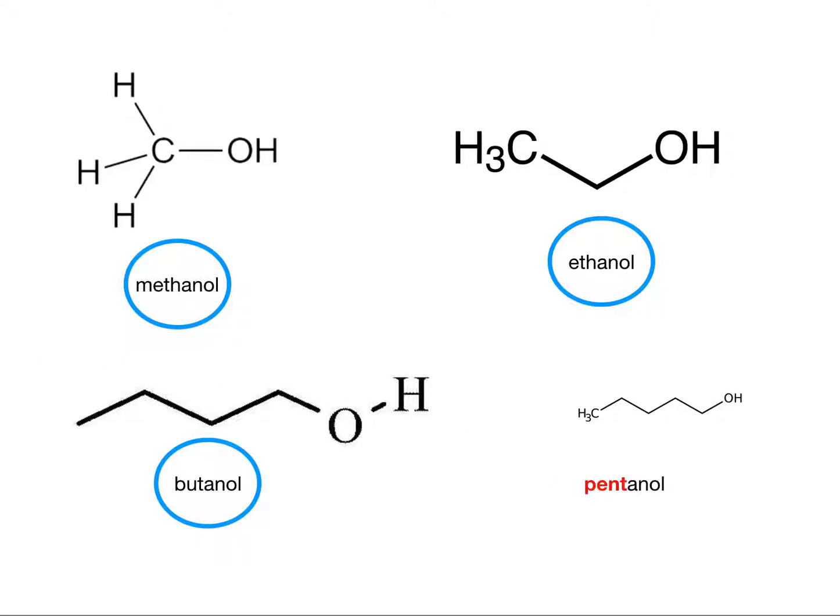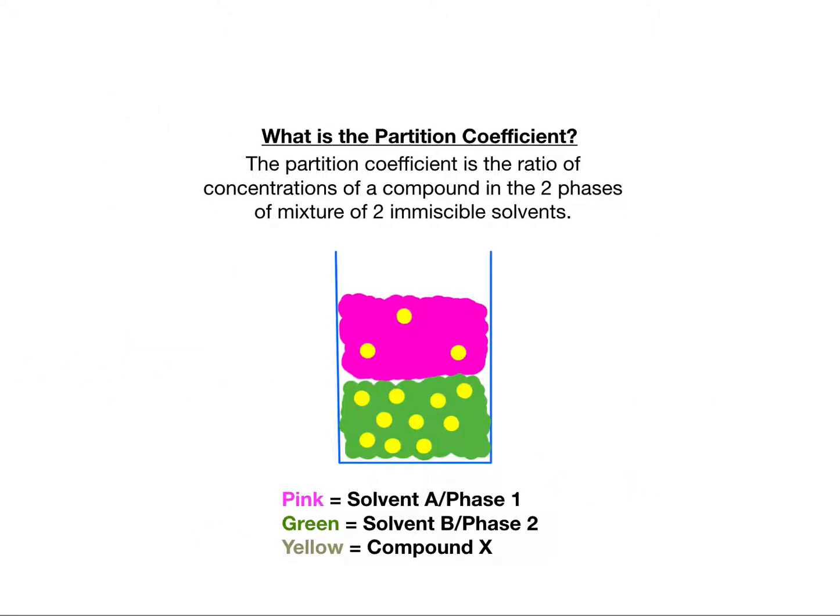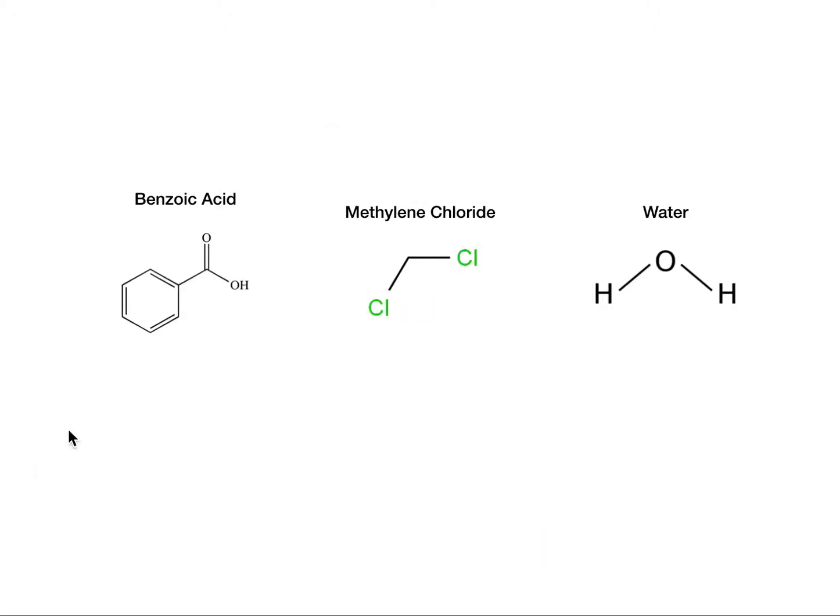One application of this that we've seen this semester in lab is through our determination of the partition coefficient, where we mixed 2 immiscible solvents and then dissolved a compound in those immiscible solvents. In our lab, we used a system of benzoic acid, methylene chloride, and water. So we mixed the methylene chloride in water and then dissolved benzoic acid in it.